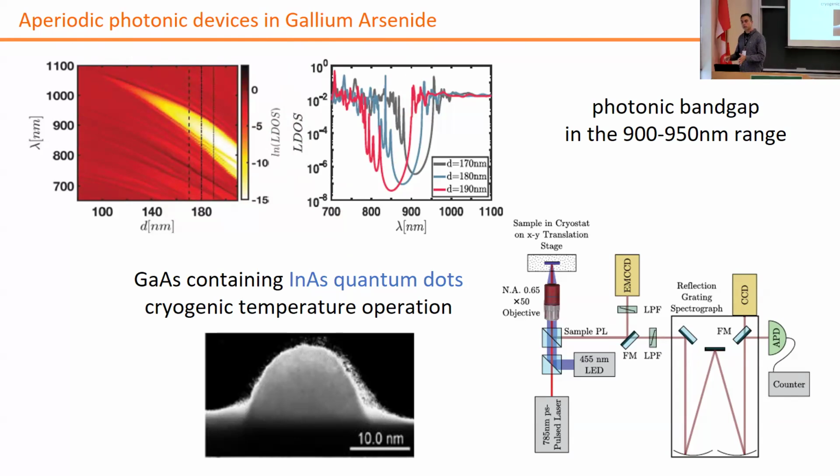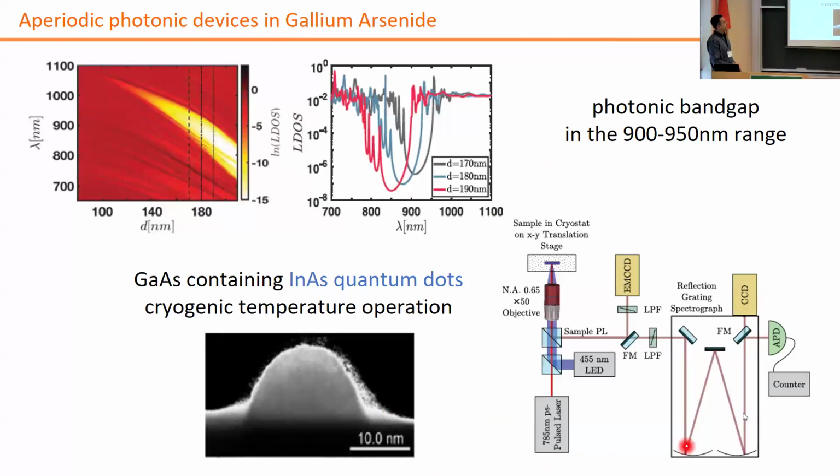So now we are targeting the 900, 950 nanometer range, and we change material system to gallium arsenide so that we can utilize our indium arsenide quantum dots that I briefly described earlier.